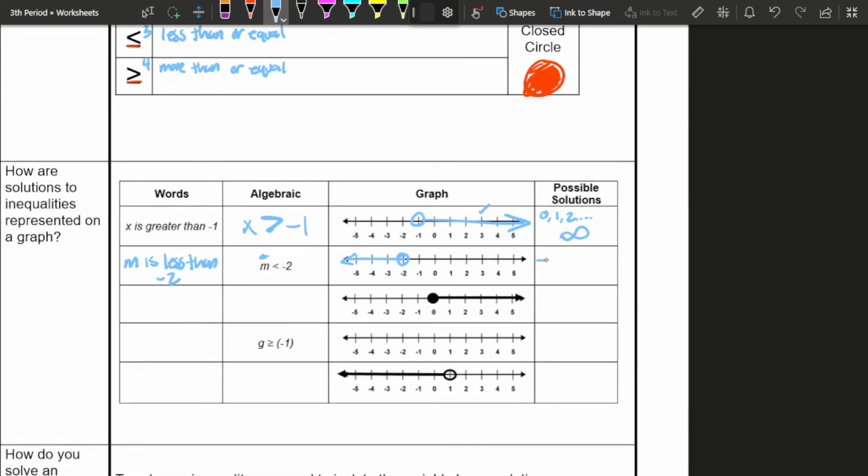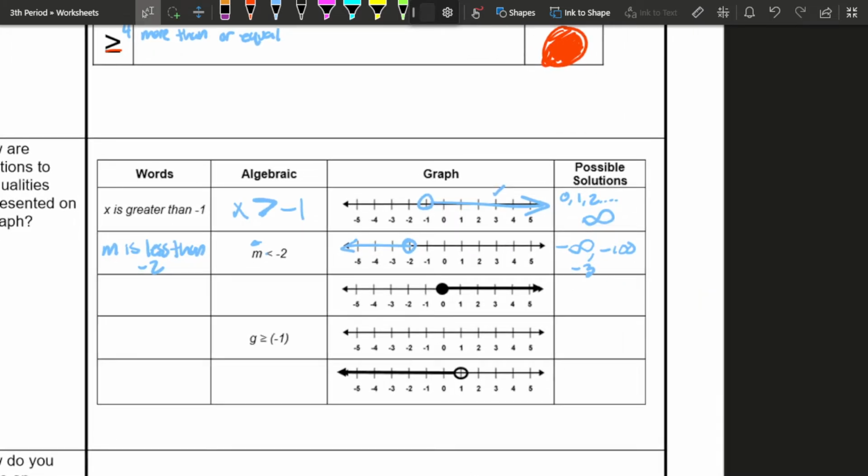So you can go from negative infinity, -100, -3, all the way to, that's it, right? It cannot be -2. Those are possible solutions. So far, so good?